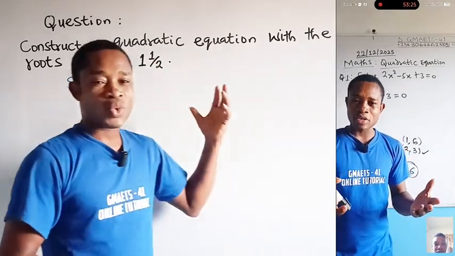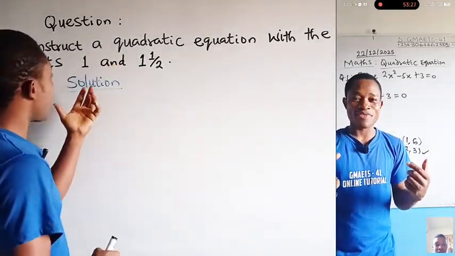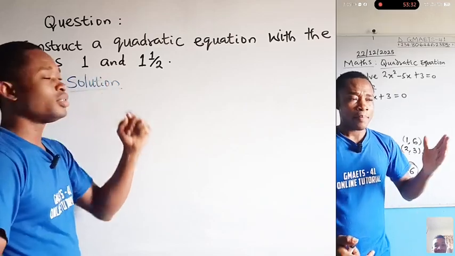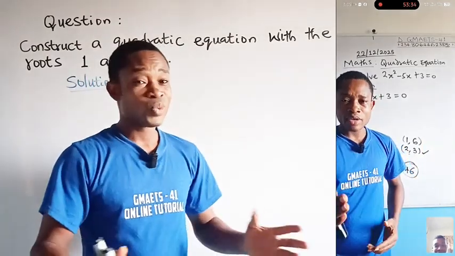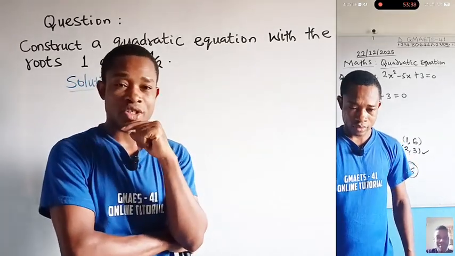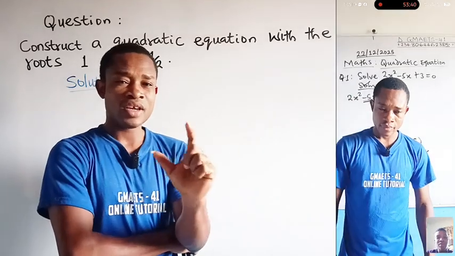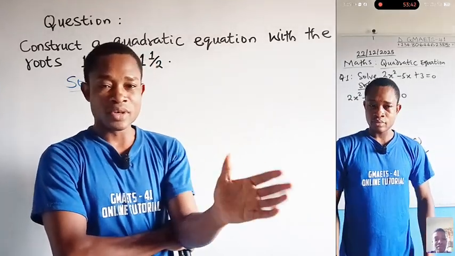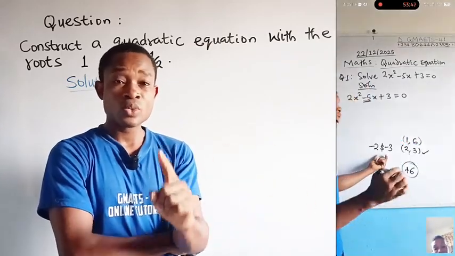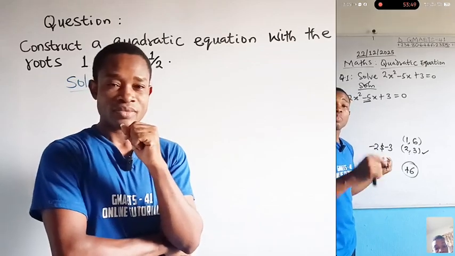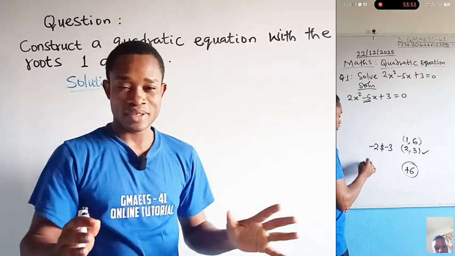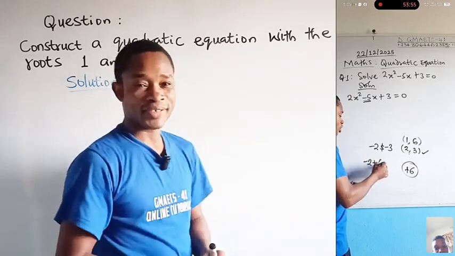On the board here, I have this question, and we are asked to construct a quadratic equation with the roots 1 and one whole number 1/2, which means we have this quadratic equation which, if you solve it, the answers you're going to get, which are the roots of the equation, will be 1 and then one whole number 1/2. So I want to find out what that quadratic equation is, and I hope we are ready.